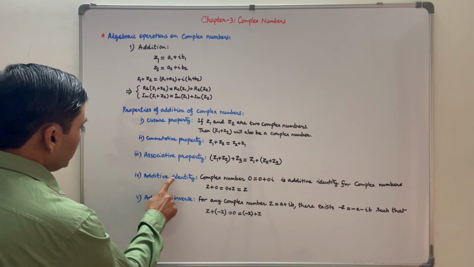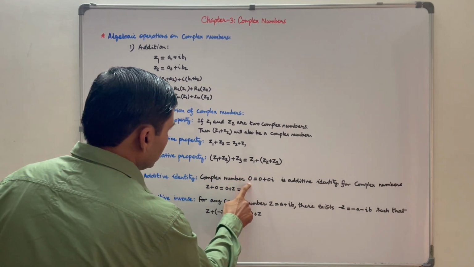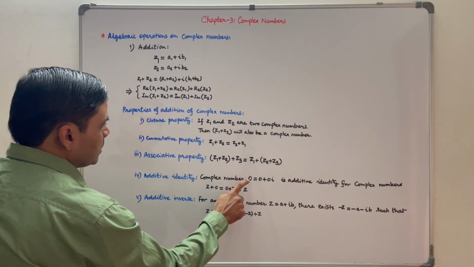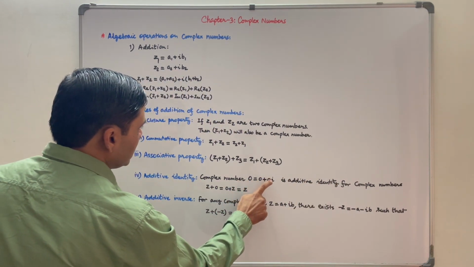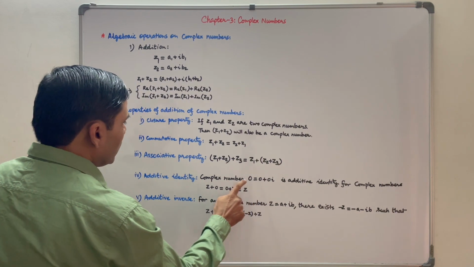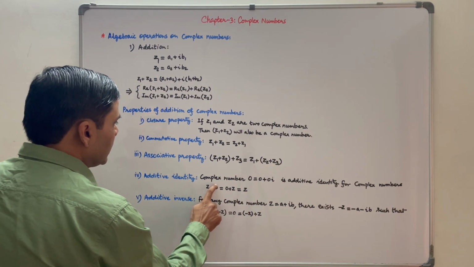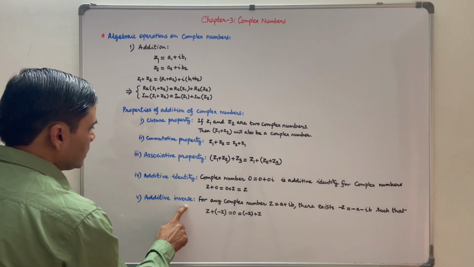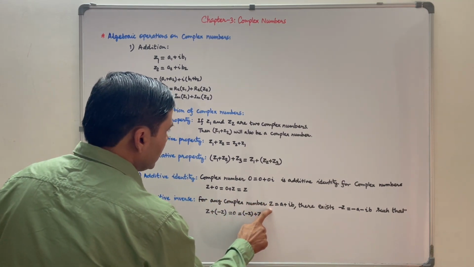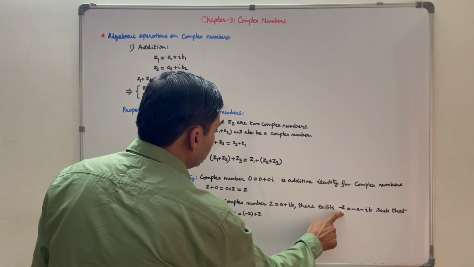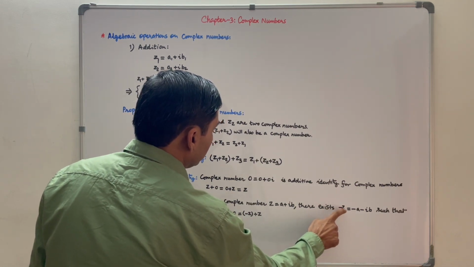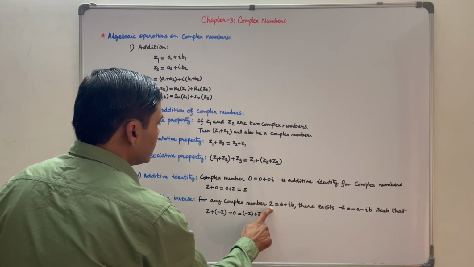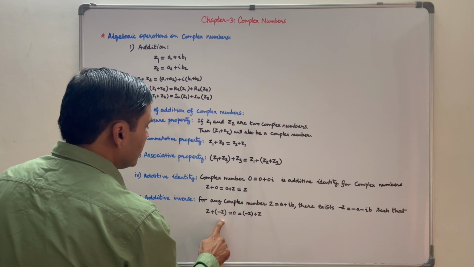Fourth property, additive identity. Complex number 0 is called additive identity for complex numbers. Complex number 0 means its real as well as imaginary part is 0. When you add 0 to any complex number, you will get the same complex number. Fifth property, additive inverse. If a complex number is z, then minus z is called as its additive inverse. Or if a complex number is minus z, then plus z is called as its additive inverse, such that when they are added together, result is 0.